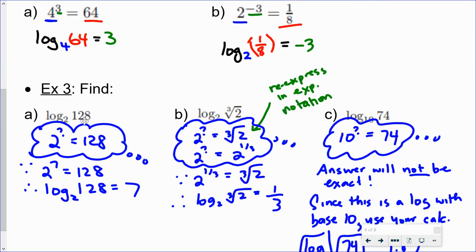So log base 2 of 128, that means 2 to the what gives me 128. That's what I'm thinking. And this is a little bit of trial and error right now. 2 to the 7 gives me 128. Or I could write log base 2 of 128 equals 7. Likewise, here I'm asking 2 to the what gives me the cube root of 2. Well, think about this as 2 to the 1/3. Then that's pretty easy to figure out that my exponent must be 1/3. And therefore, log base 2 of the third root of 2 is 1/3.